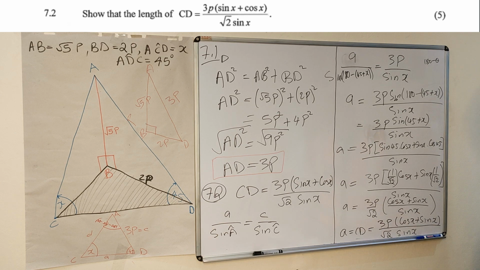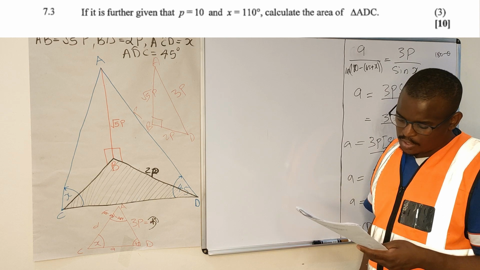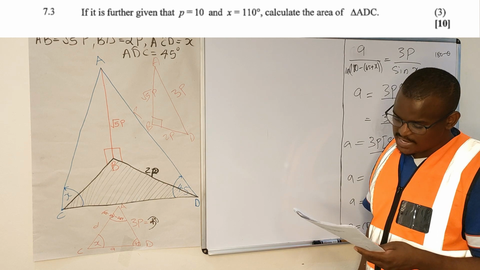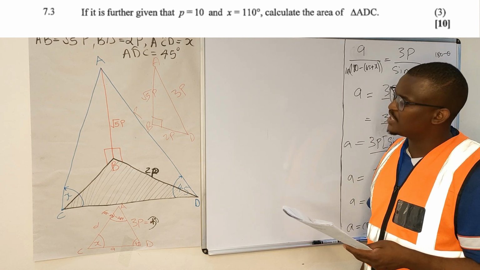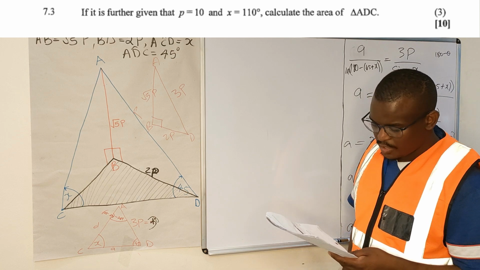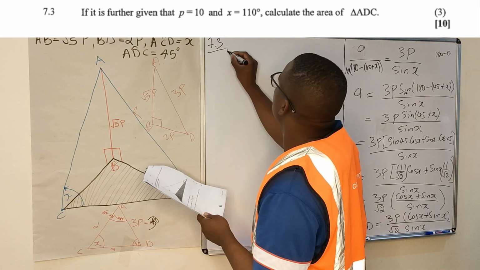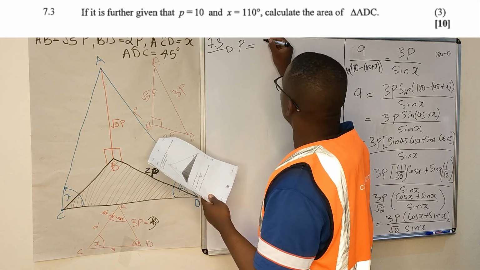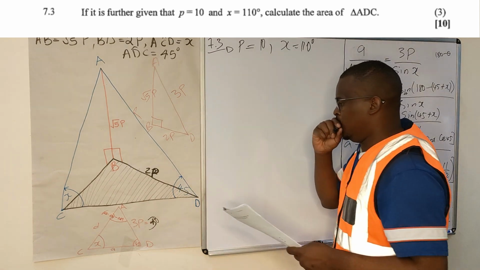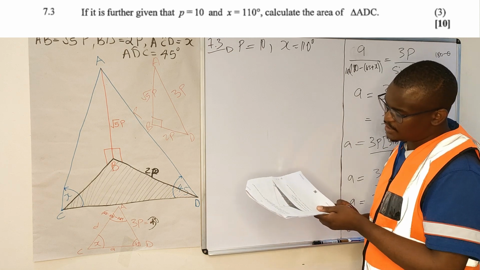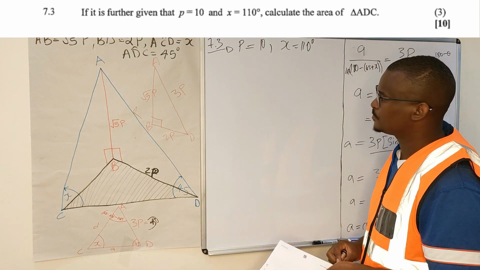Go to 7.3. So 7.3 reads as follows. It is further given that P is equal to 10 and X is equal to 110 degrees. Calculate the area of triangle ADC. So it is given that P is equal to 10 units and X is equal to 110 degrees. So they want you to calculate the area of this triangle ADC, right?